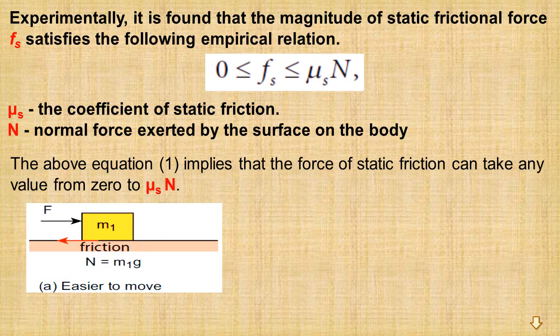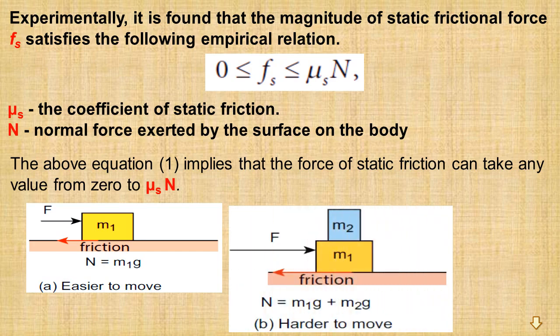In this picture you can see it is easier to move, because there is a small friction and the force is applied towards that body m1. Here N is equal to m1 into g.